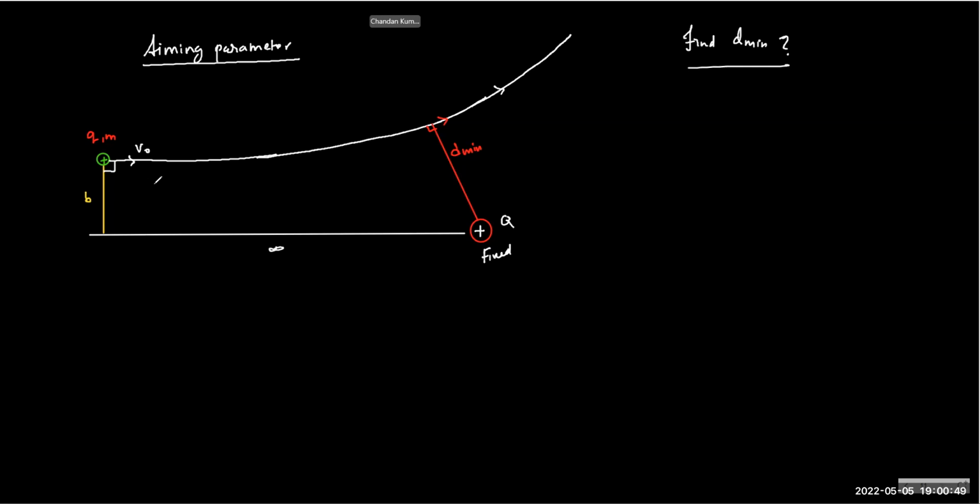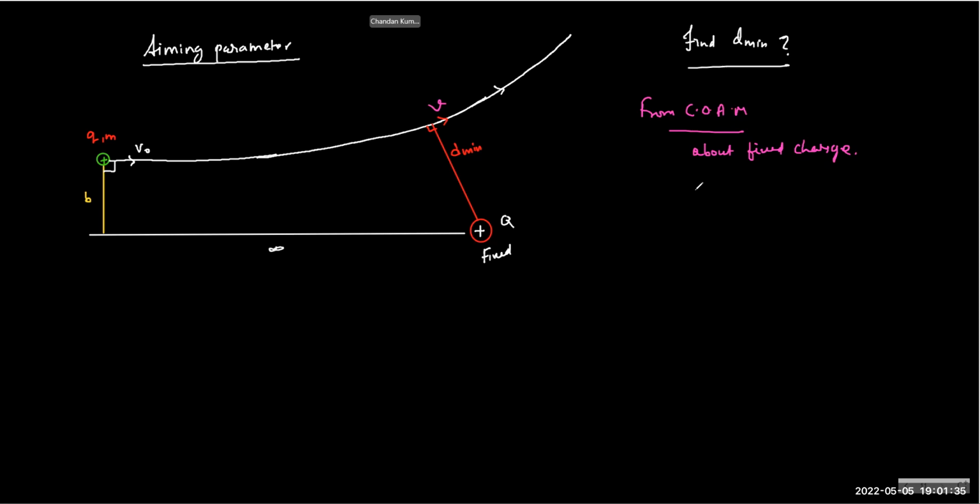Correct. So now the first step of solving is to assume some speed here and write the conservation of angular momentum about the fixed charge. What can we write? For a particle, the only angular momentum is the orbital one, right? We don't have spin. And orbital only depends on the perpendicular separation. So for the initial velocity V naught, what is the separation between the charge and the line of V naught?